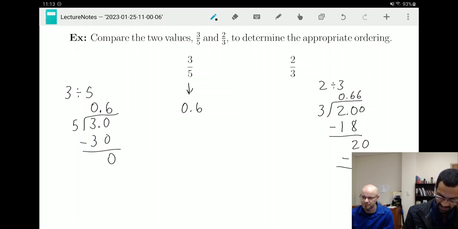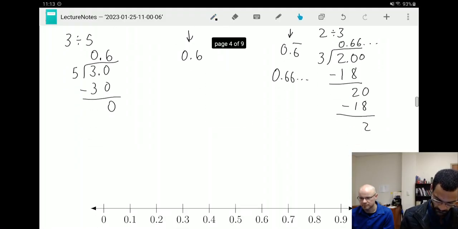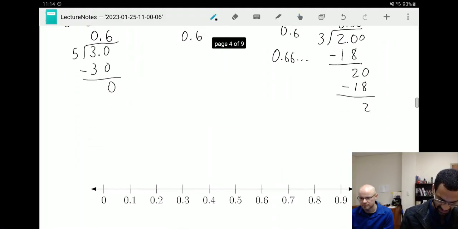So what we would do is say this goes on forever and ever. Sometimes they write it like 0.6 with a little line on the top. That's acceptable. 0.66 with a bunch of dots after it also means the same thing. We can plot that on a graph, but I think we know which one's bigger. All right, so 0.6 would be here. There's our 3/5.